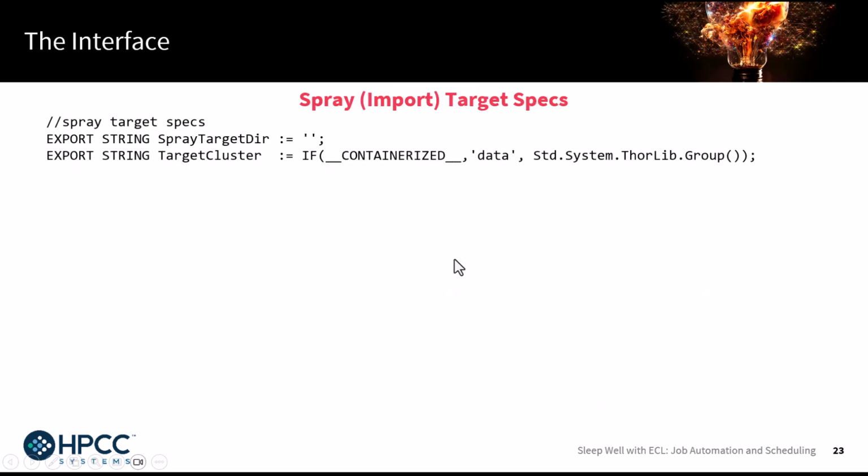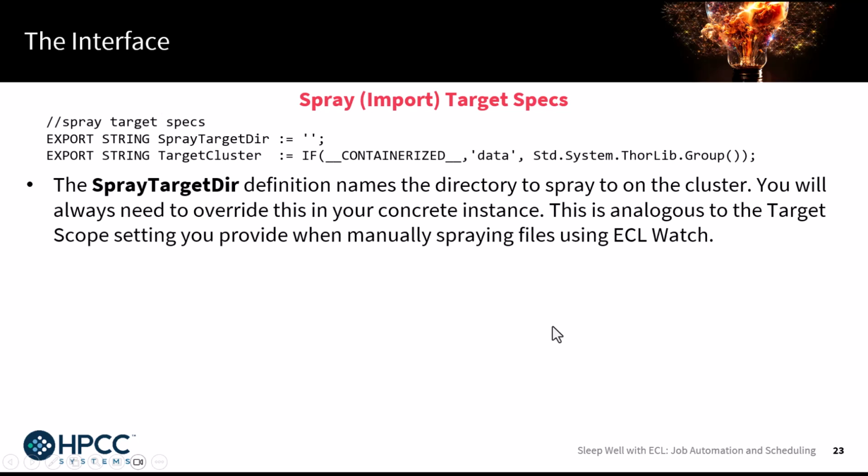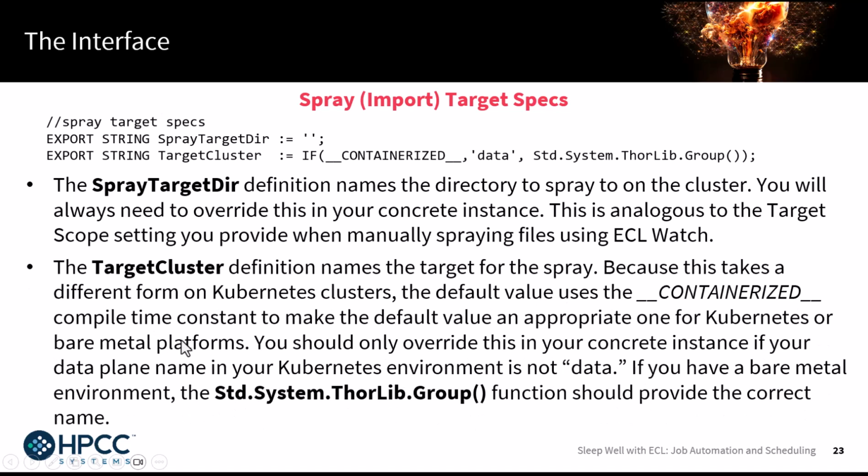Now let's look at the specifications for file import, or what we used to call the spray. We have two definitions here to talk about. The spray target definition, DIR, names the directory to spray onto the cluster. You'll always need to override this again in your concrete instance. This is analogous to the target scope setting you provide when you manually spray files using the ECL watch.